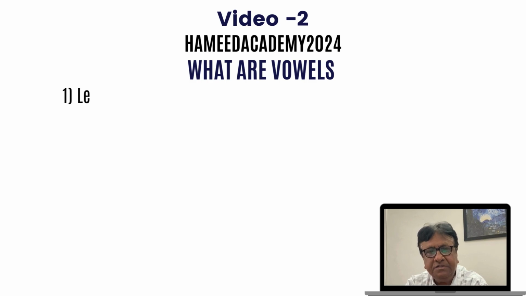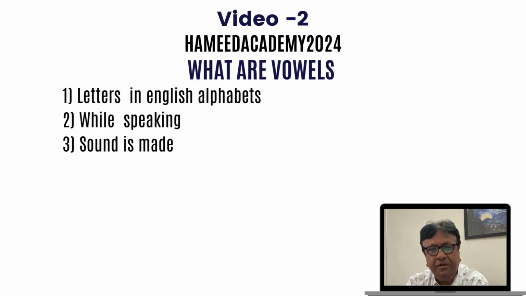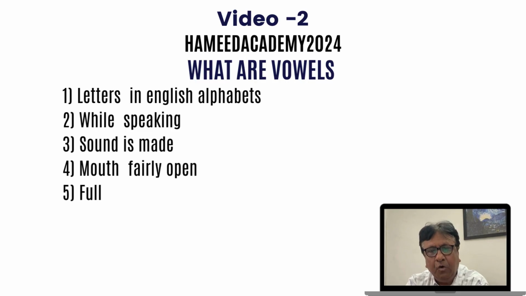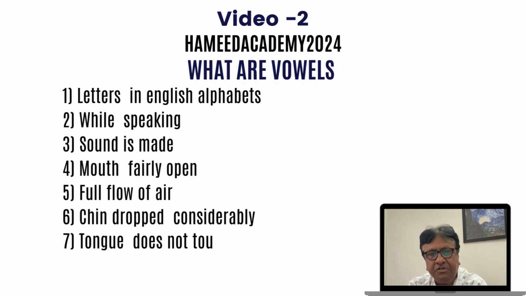So, vowels are the letters in English alphabets, and while speaking these letters, the sound is made by the mouth fairly open with full flow of air, chin is dropped considerably, and the tongue does not touch the teeth or lips.